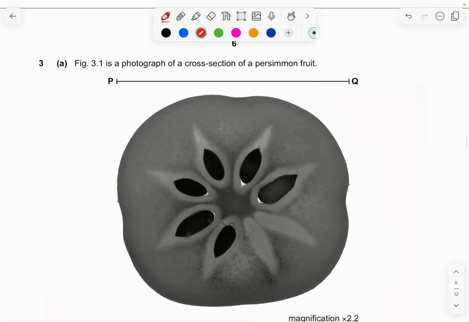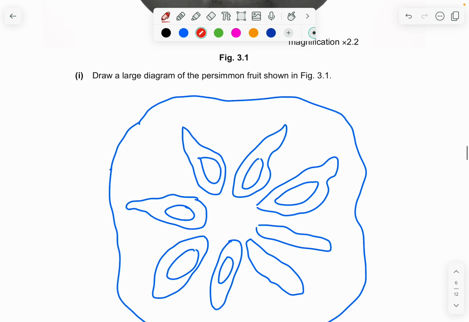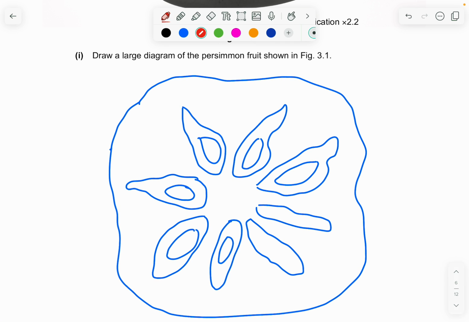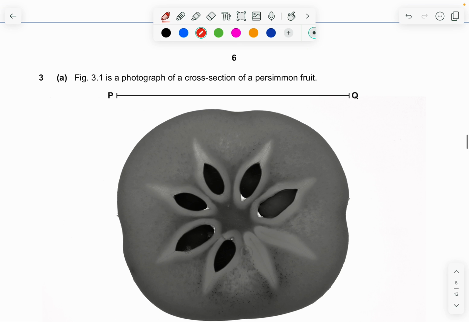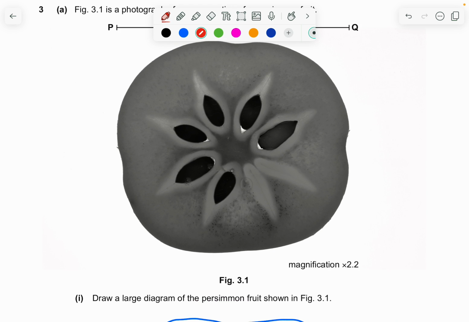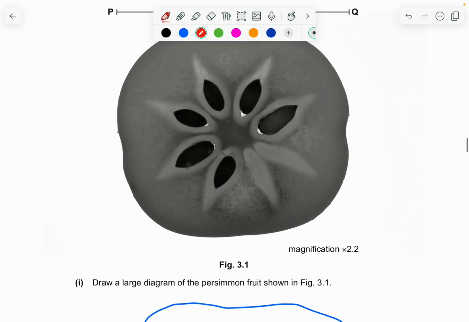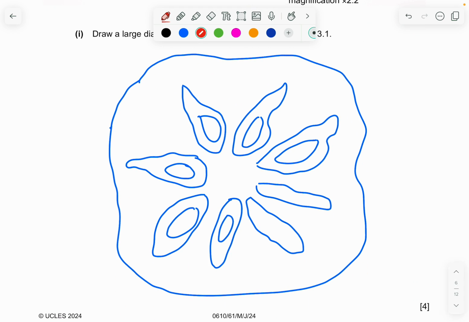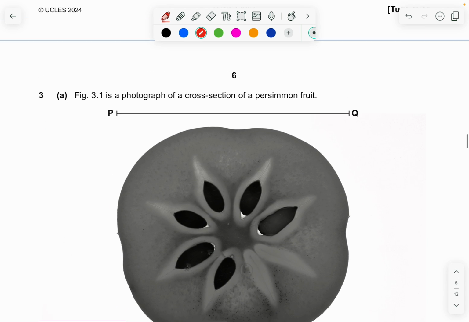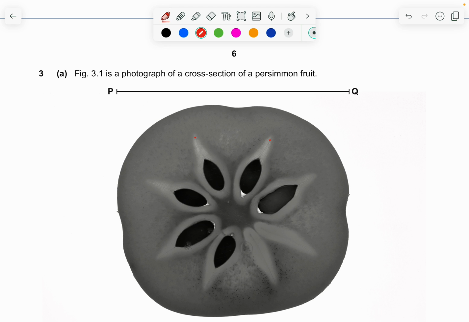Question 3A, figure 3.1 is a photograph of a cross section of the persimmon fruit. Now they've asked you to draw a large diagram of the persimmon fruit shown in figure 3.1. For this kind of drawing question, it's actually really simple. Just make sure that you follow the rules: a single clear outer line, and the size is at least the width of the image. And make sure you show the 6 seeds that we have and then 2 with no seeds. And then of course you show the indents. All of these sharp points must also be shown.